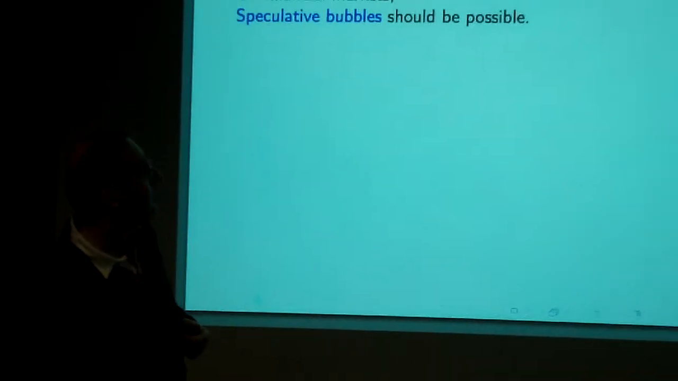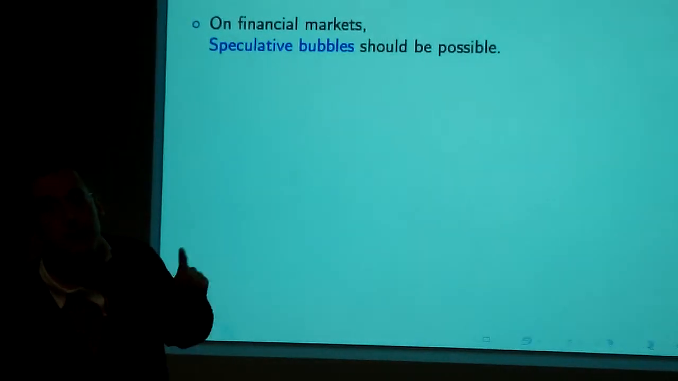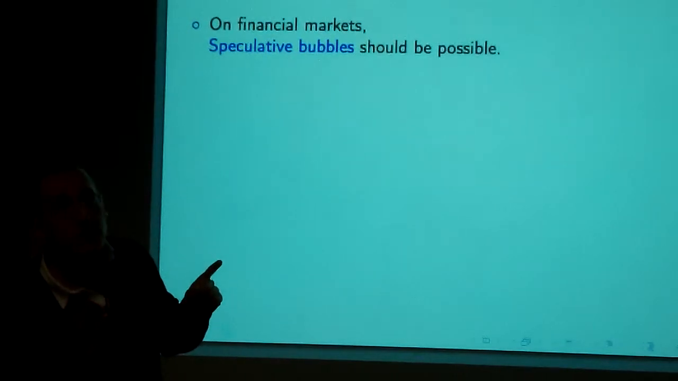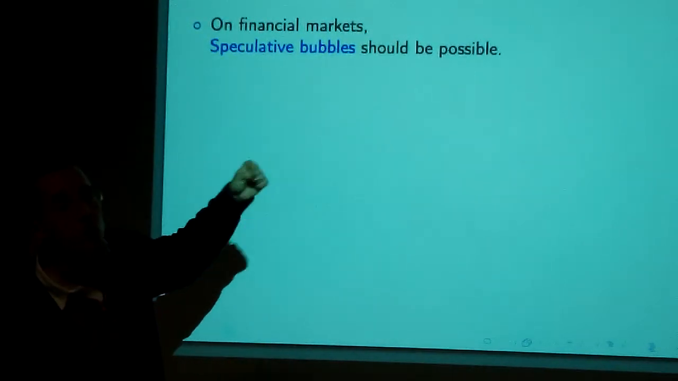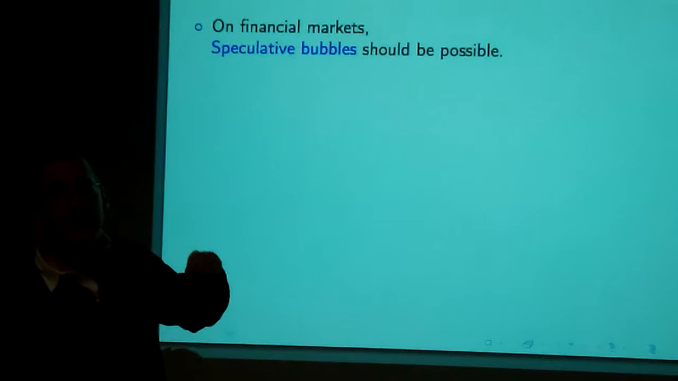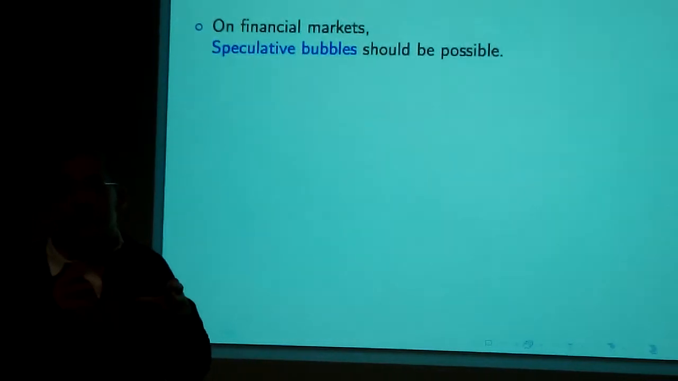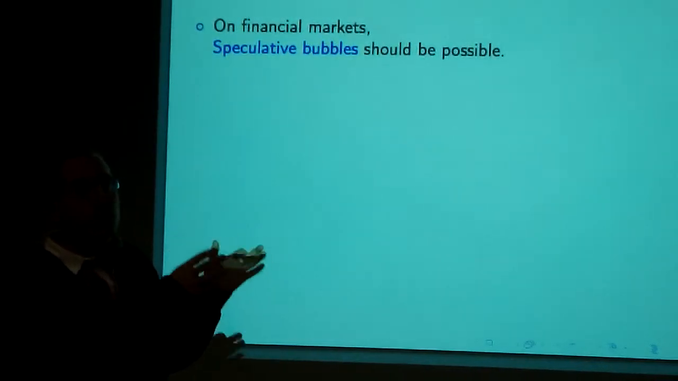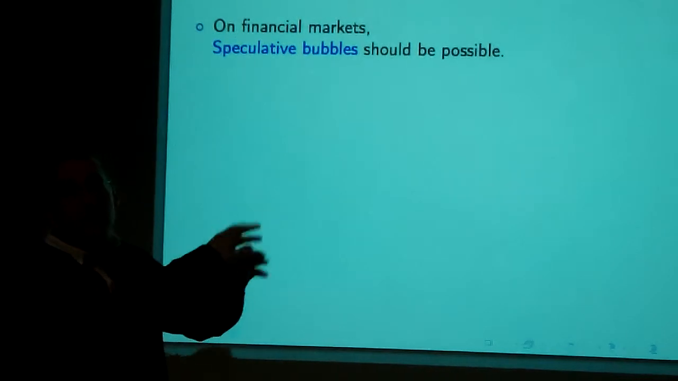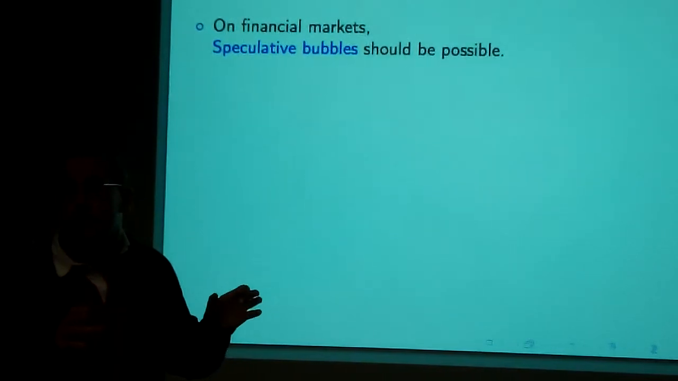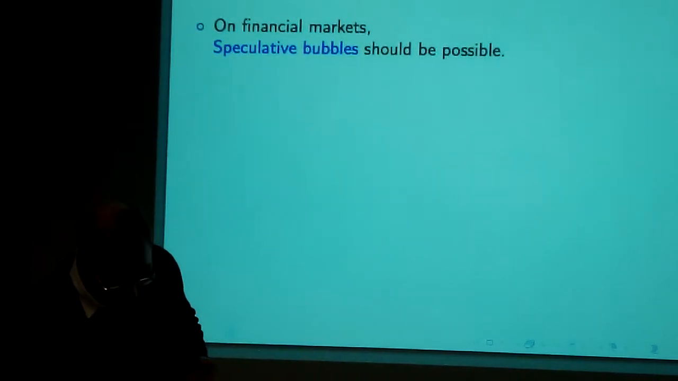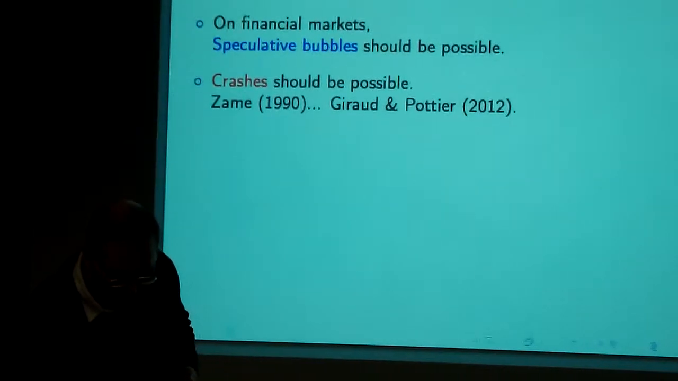On financial markets, speculative bubbles should be possible. A speculative bubble is not something completely irrational. You may have speculative bubbles within an entirely rational model. It just means that the price of an asset is not equal to the discounted sum of its cash flows. And this is perfectly compatible with rationality. But you have many models where it's impossible.